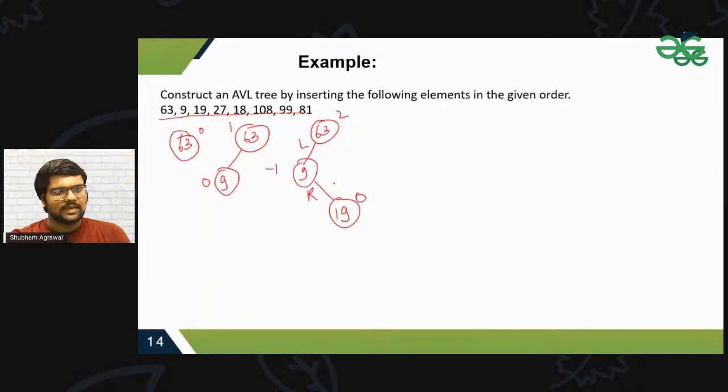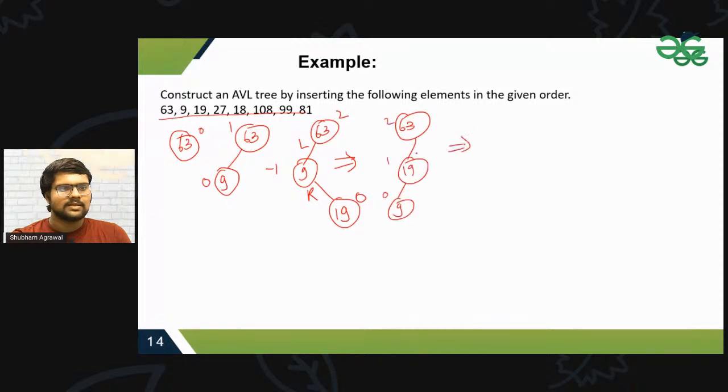So first it will be 63, then 19, and then 9. So 0, 1, 2, and then we will perform. So first we have performed RR rotation, now we will perform LL rotation. So it will be 19, and then 9, and then 63. Okay, so after 3 element insertion, our tree looks something like this.